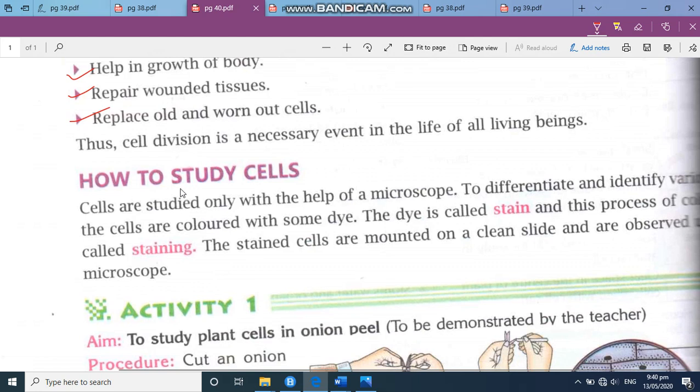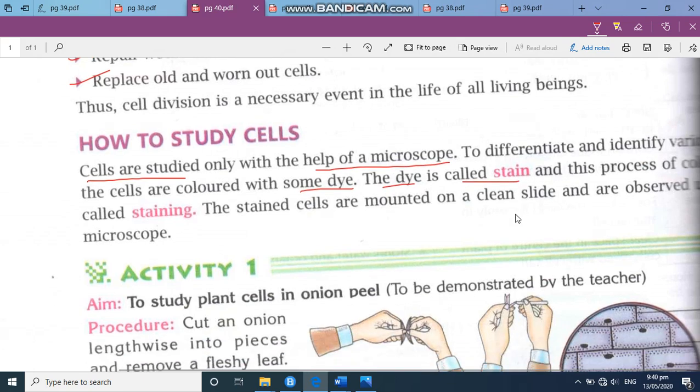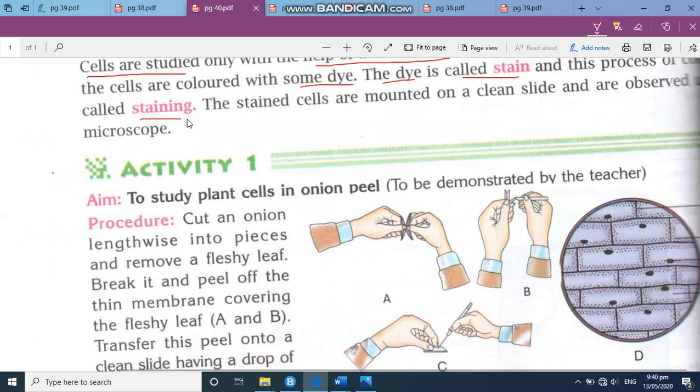Now, how to study cells? You can underline: cells are always studied with the help of a microscope. To differentiate and identify various types of cells, we color them with some dye. So you can write here, with some dye we color them, and this dye is called stain, and the process of dyeing is known as staining. And the stained cells are mounted on a clean slide and observed under the microscope.